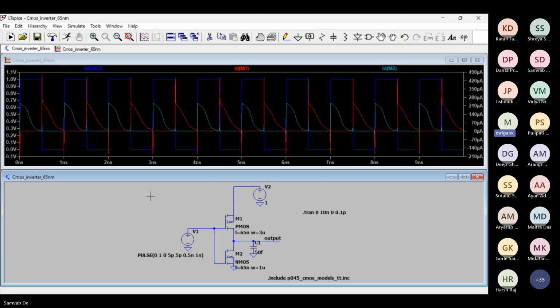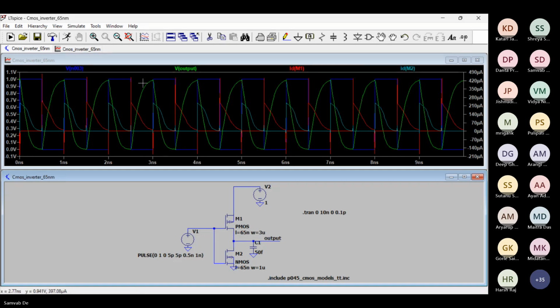So now the output waveform I cannot see. Where is the output waveform? Yes. So now you can see when the input is going low, you have the PMOS current, which is the M1 current. And when the output is going high, you get a big NMOS current.